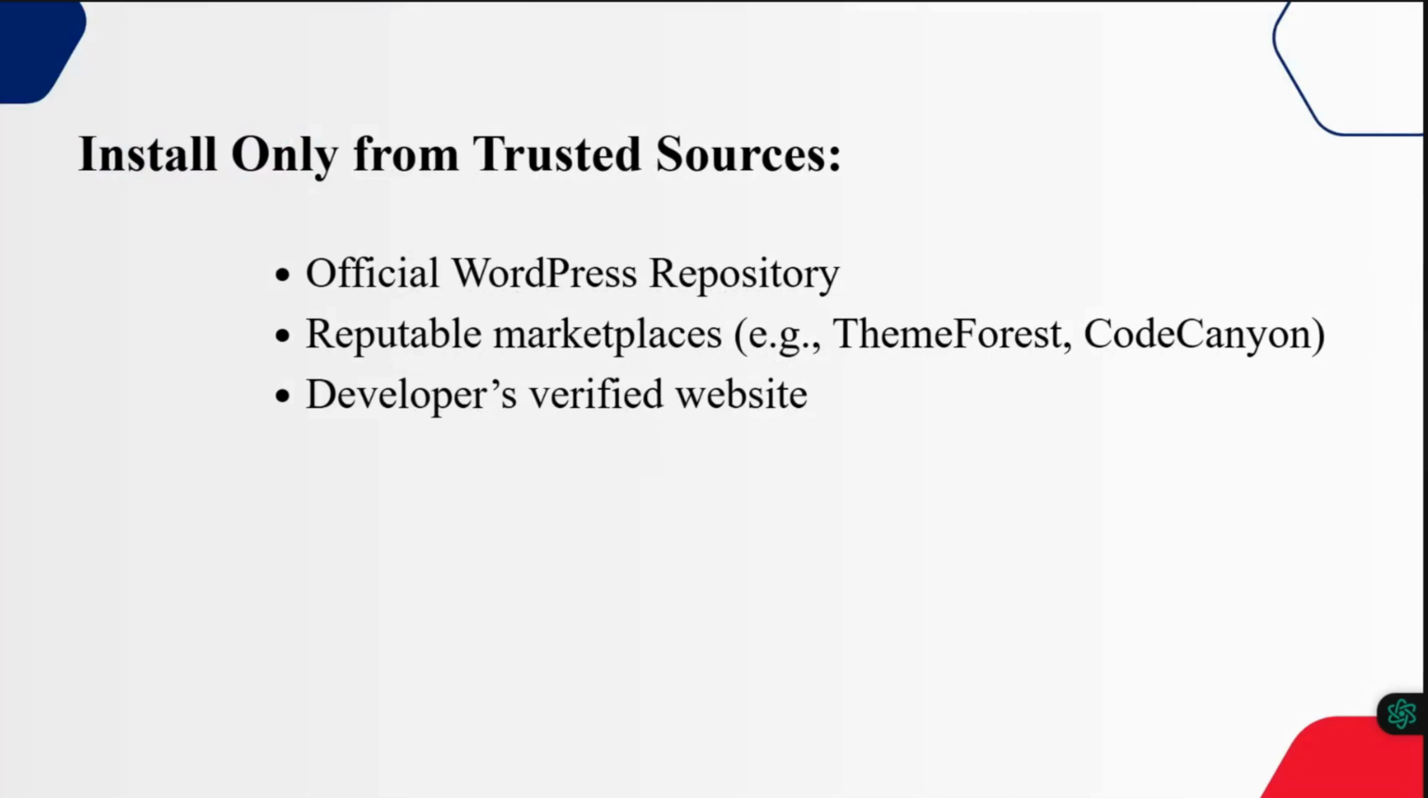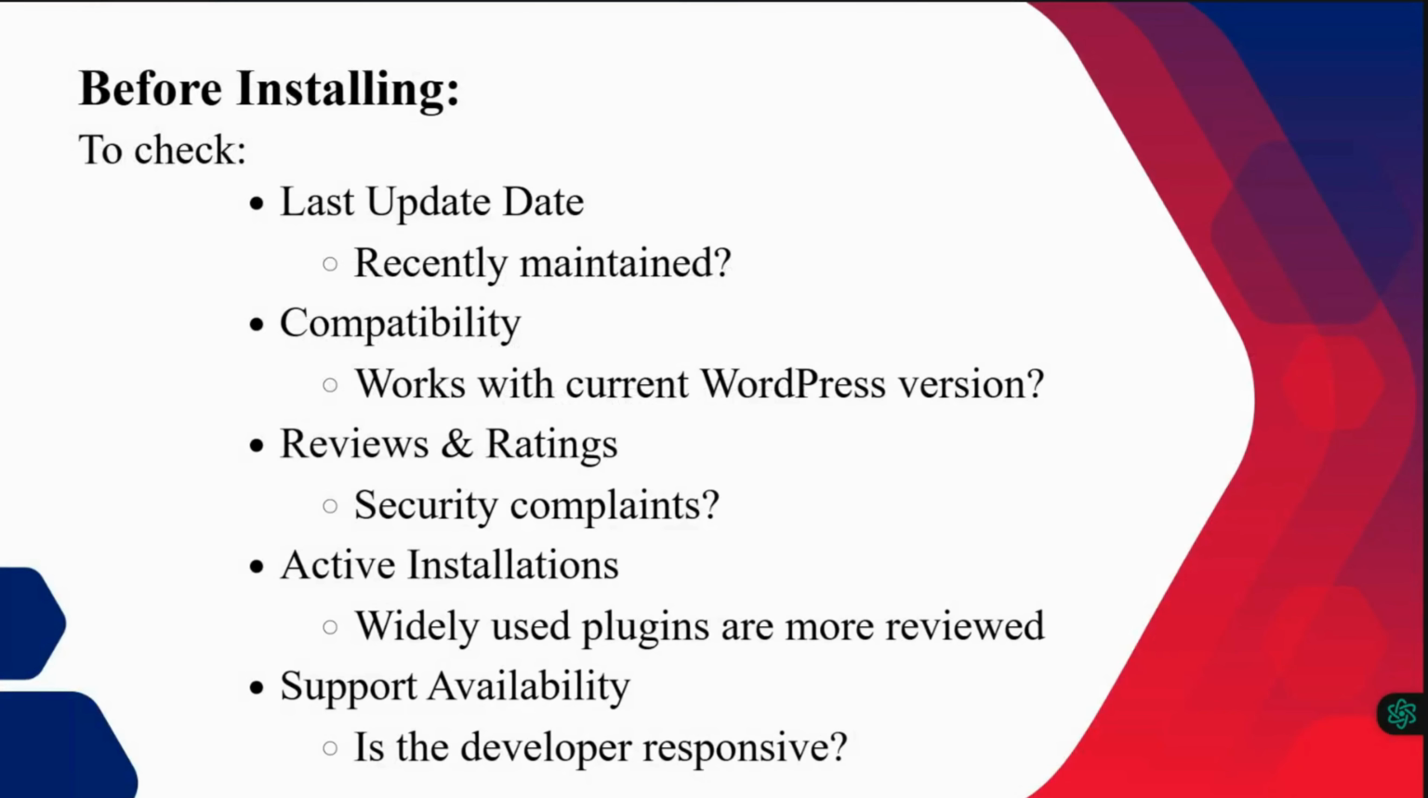Install only from a trusted source: the official WordPress repository or reputable marketplaces like ThemeForest or CodeCanyon. For any other marketplaces, verify the developers and websites and install from a trusted source. Before installing, check the last update date, whether it is recently maintained, and whether it is compatible with current WordPress versions.